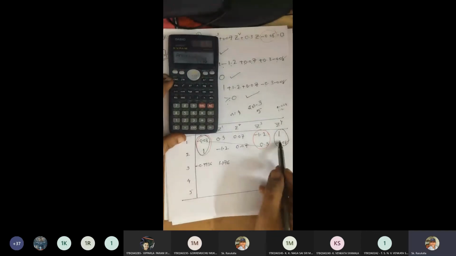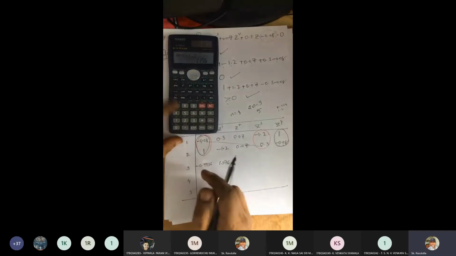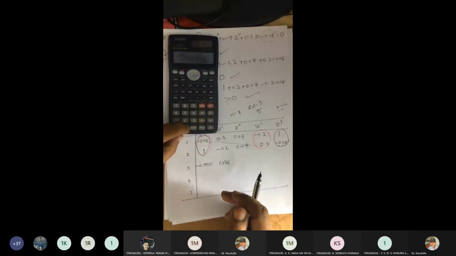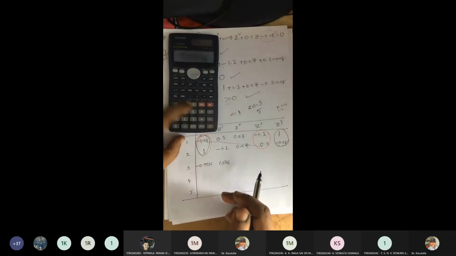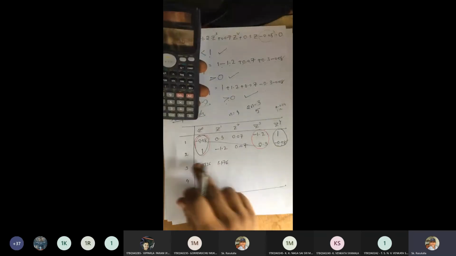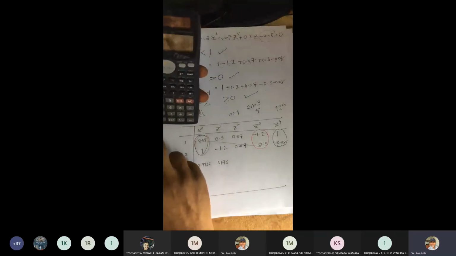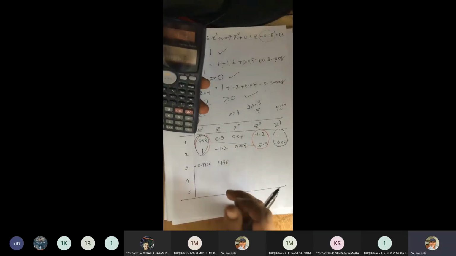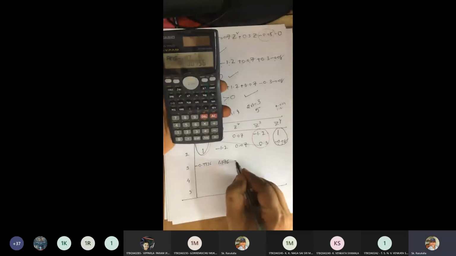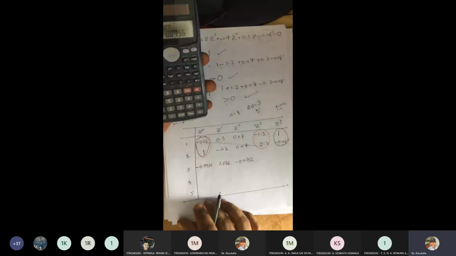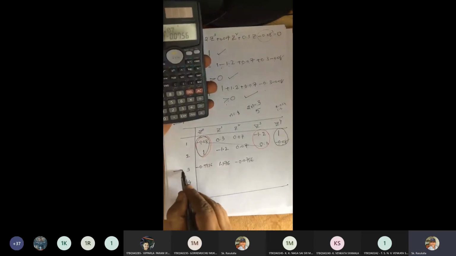Next element. 0.08 into 0.07, that is the minus value here. Minus 5.6 times 10 to the power minus 3, minus 0.07. That means you will get minus 0.0756. This is the third row that we calculated.